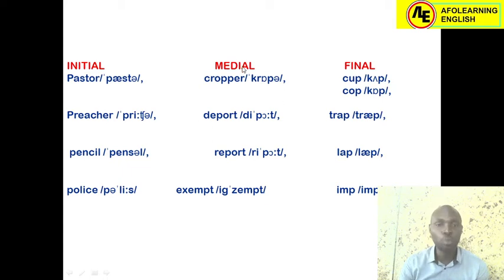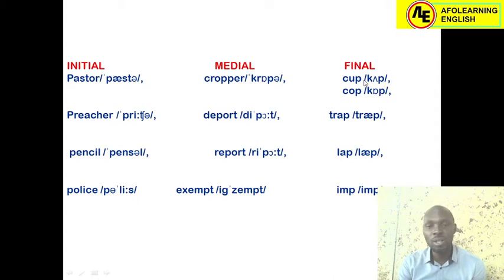Now at the middle of words, we have cropper. Don't forget, we are looking at where the sound comes at the middle of words. So we have cropper. We have deport at the middle. We have report at the middle. And finally, we have exempt, also at the middle.